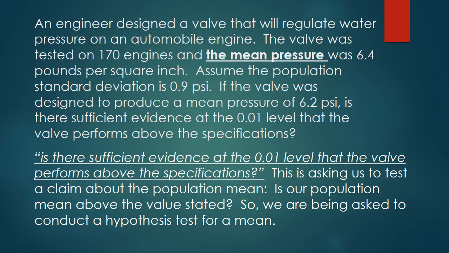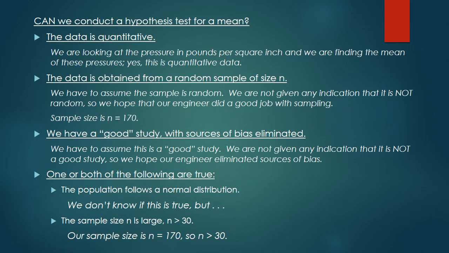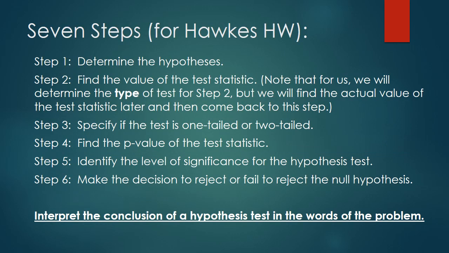All right, so here is just saying what I said in the last slide. Is there sufficient evidence is asking us to test a claim about the population mean. So, hypothesis test for a mean. Data is quantitative. We have a mean, so we must have quantitative data. Don't know if the sample's random, don't know if it's a good study, but we do know the sample size is greater than 30. So if the researcher did his job, we can do ours and analyze.